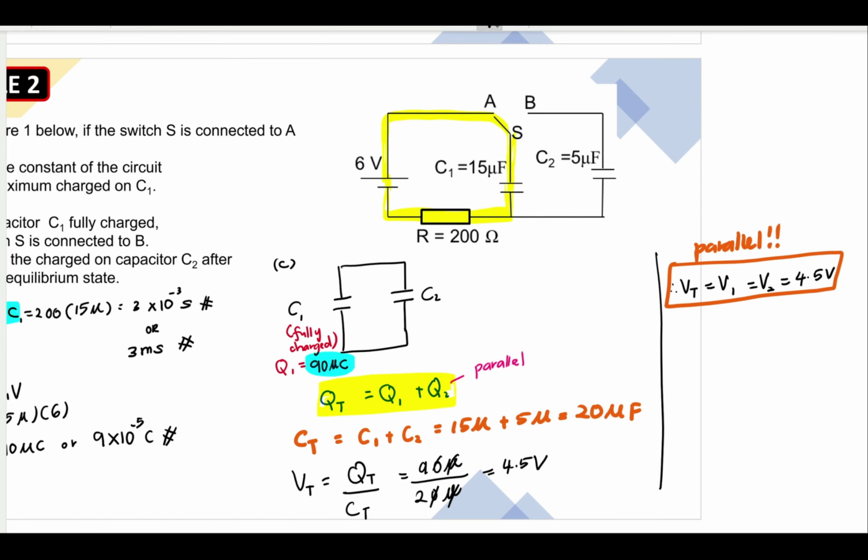Okay, so can we find what is the charge in C2? Okay, so kita boleh kira lah Q2 equal to C2 V2, where C2 is equal to 5 micro and V2 is 4.5. Okay, so kita dapatlah 22.5 microcoulomb. Okay, so this is the answer for question C. Alright, so finish example number 2. Let's proceed to the next example.